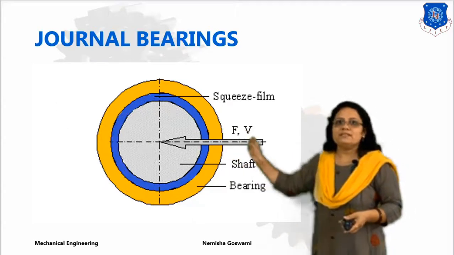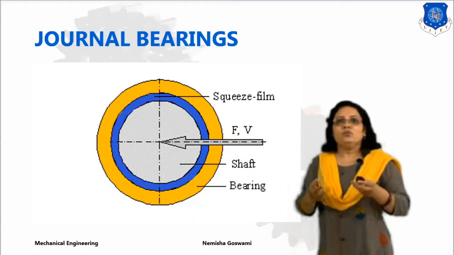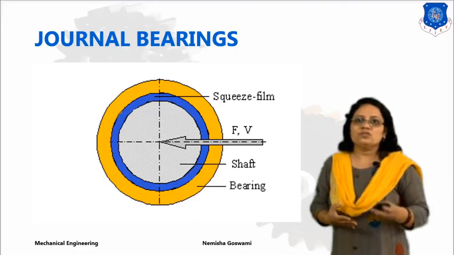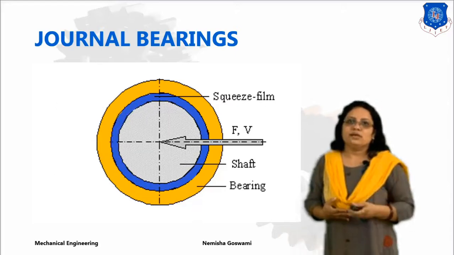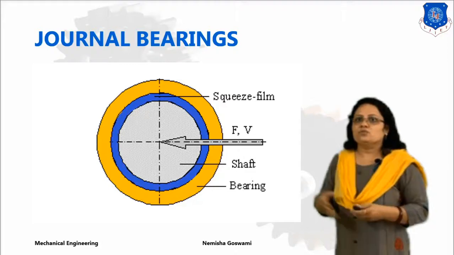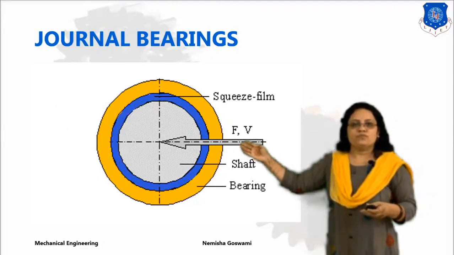Basically we supply some lubricant to reduce the friction, or to reduce the loss of friction power, which is lost due to the generation of heat because of friction. So this lubricant is used for that.